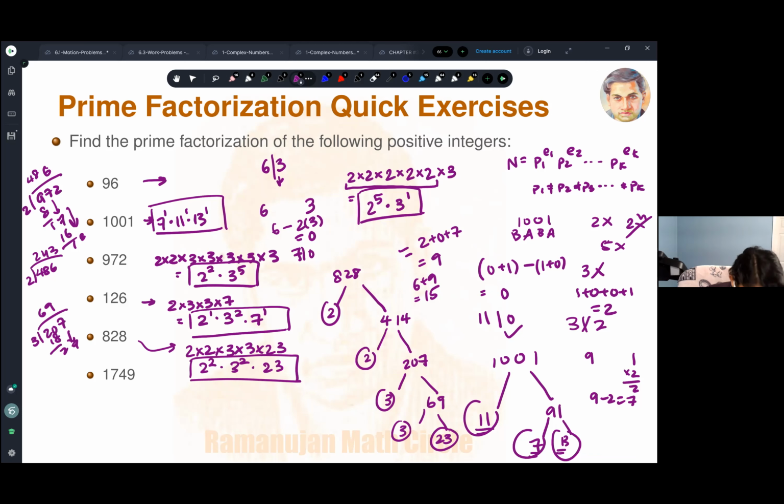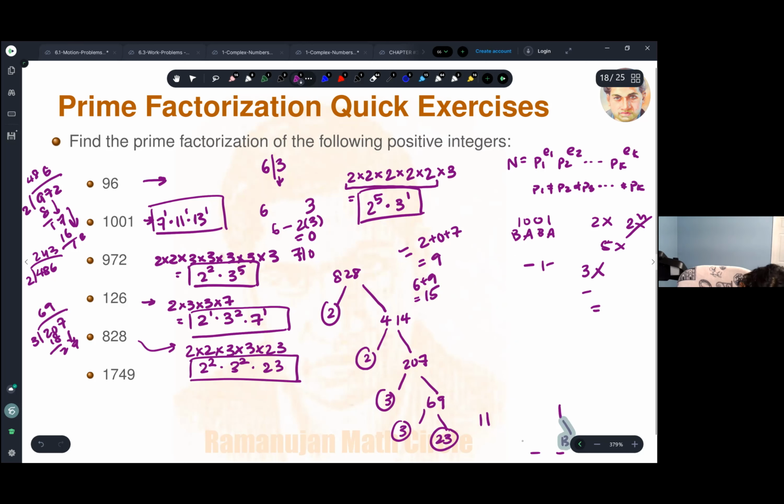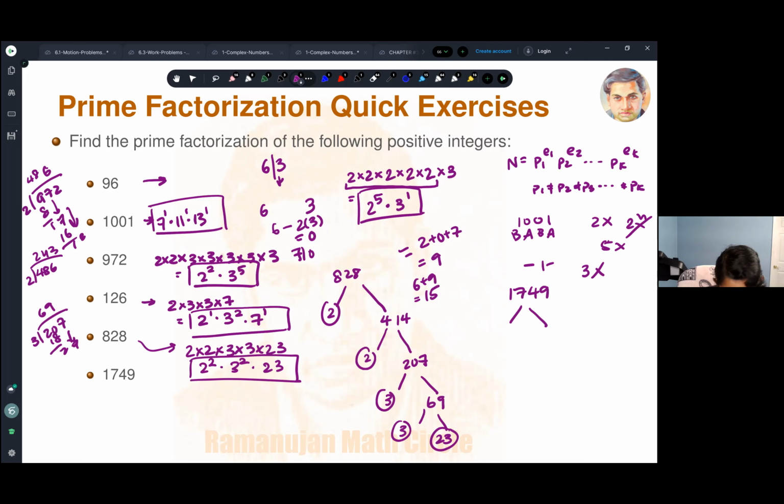Okay, and so our last one, the seemingly large number, but we shall break this down pretty quick. So I'm going to clear this part of the board, this question. And so 1749. First things first, it's not even, so we can't use our 2. We can try 3 though, because it doesn't end in a 5 or a 0, so it's not divisible by 5. So let's try 3.